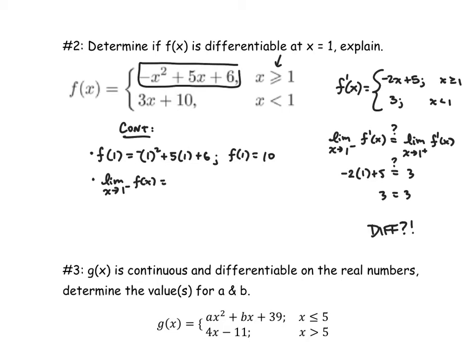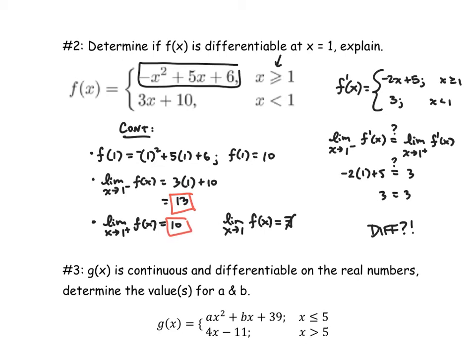Oh no, we didn't, excuse me. That would be 3 times 1 plus 10. So that limit is 13. And we actually just did the limit coming from the right by finding f of 1. Ends up being 10. Okay, so here we can see that the limit as x approaches 1 of f of x does not exist. And the reason for that is because these two values right here and right here do not agree. So what would this look like graphically?